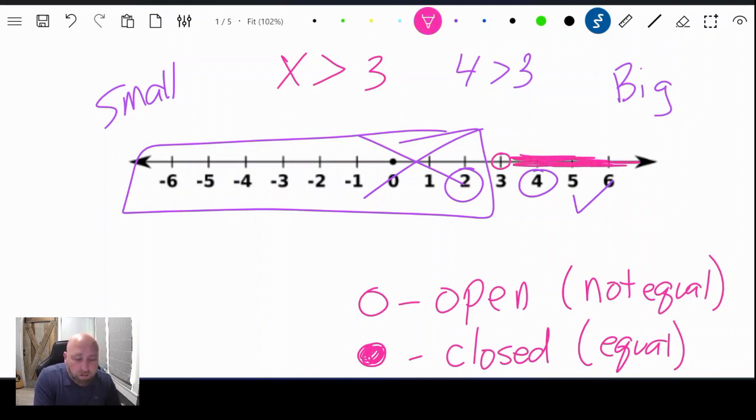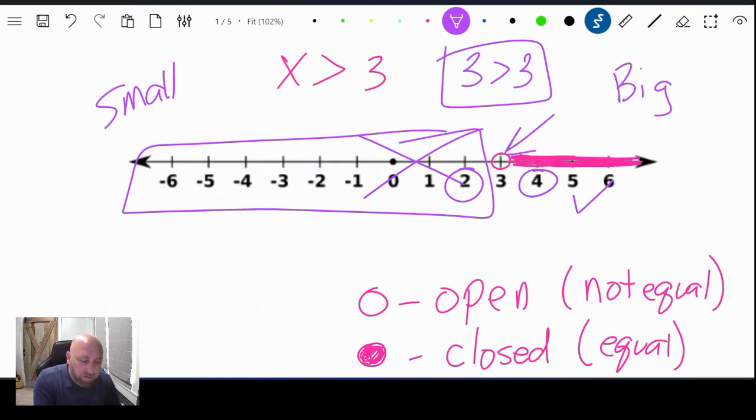So we're going to color in on our number line all of these numbers. Now be careful not to color in your dot because 3 does not work. So check this out. Let's go up here and look at this. Instead of 4 is greater than 3, what if I put 3 is greater than 3? No, 3 is not greater than 3. So this needs to be an open dot to show that that's not part of the solution.